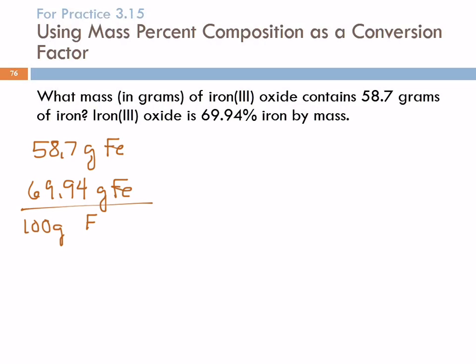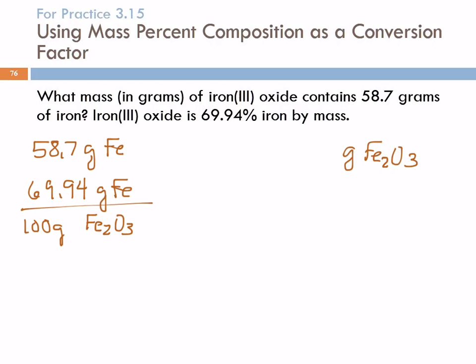Now you wouldn't have to write the formula here, but I'm just going to do it anyway. You could write the name, that would work too. What are they asking me to find? Grams of iron oxide. So I've got grams of iron oxide over here. And I'm starting with one of these numbers. Which one do I want to start with?